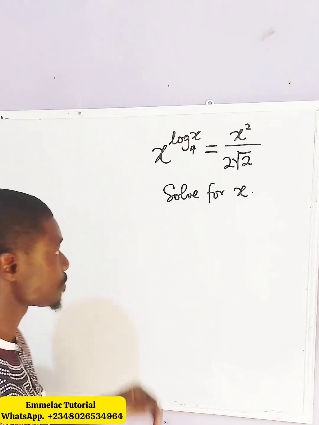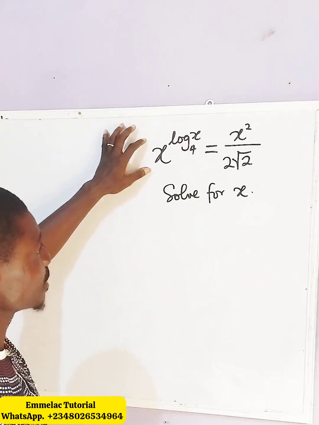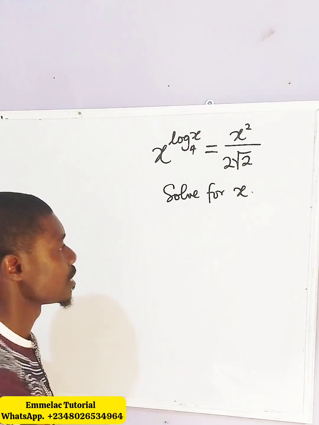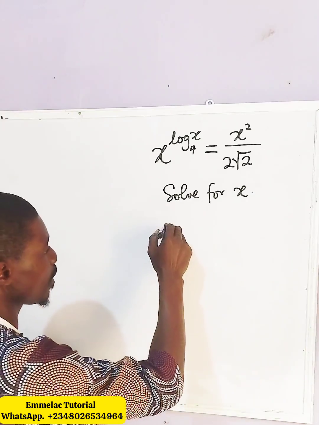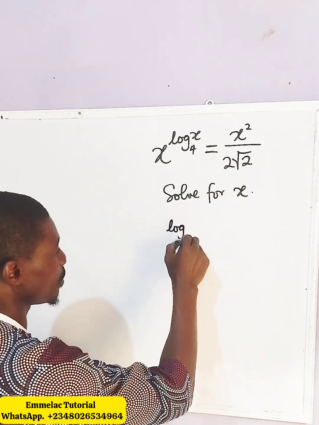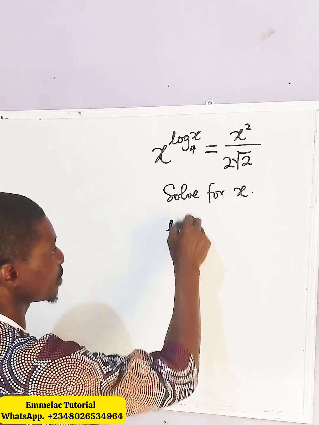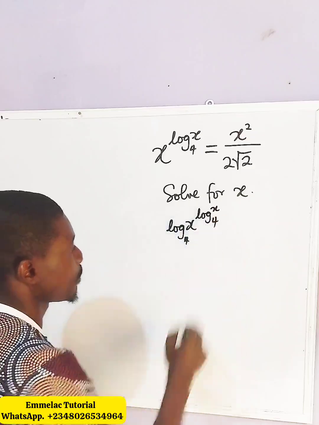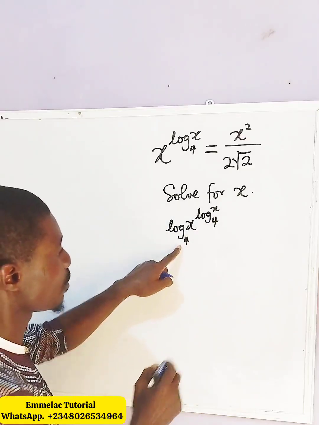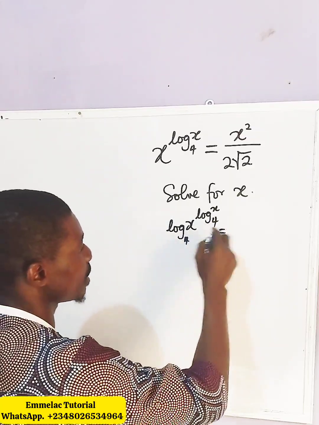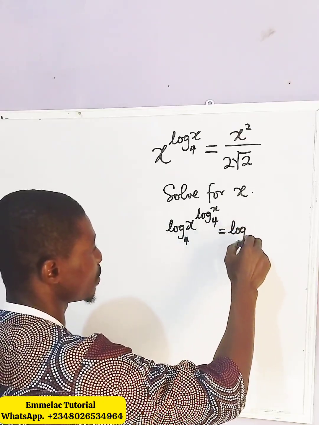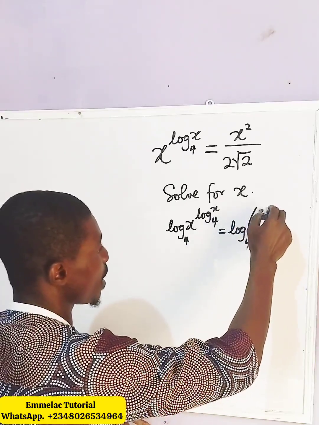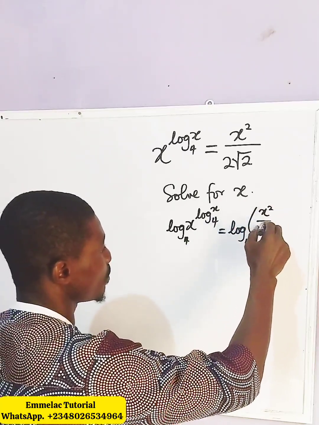Now first of all, let's apply log base 4 to both sides. And by doing that, we have log x. So we've applied log base 4 to the left hand side, then equals log base 4 of x squared all over 2 root 2.